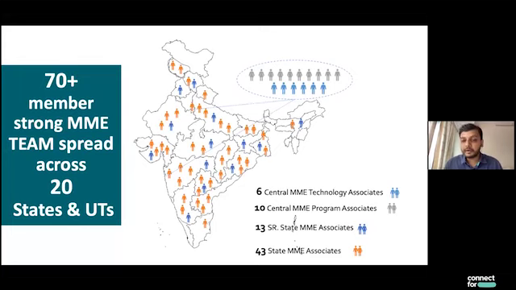Then we have a very important small team of 6 central MME technology associates, without whom we won't be able to scale up to the thousands of communities and schools, and in fact lakhs of schools that we have reached in the last few years. This team is responsible for creating Android applications, web portals, web links, and maintaining a strong data infrastructure, which basically drives these insights across Pratham. So that's essentially the team.